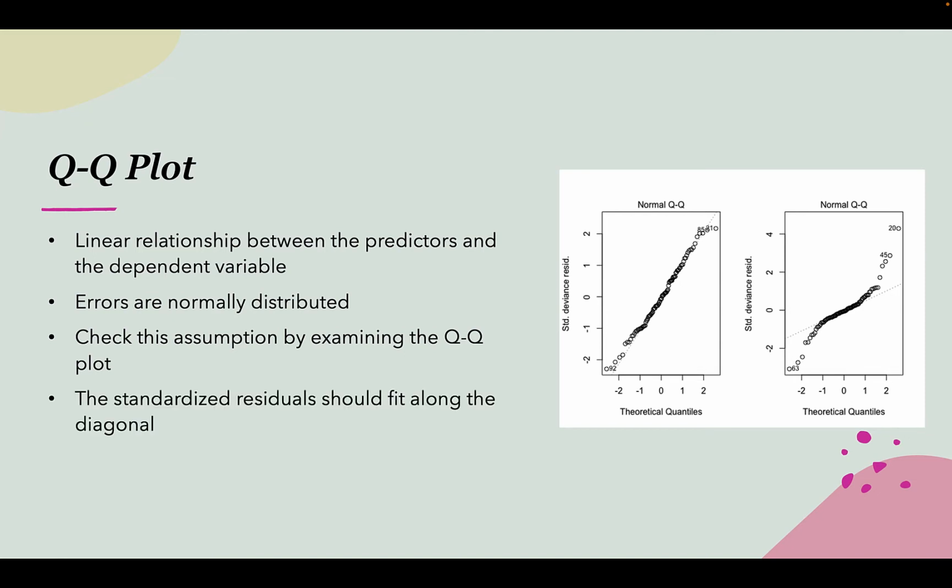The standardized residuals should fit along the diagonal. In the first plot on the left, we see where the residuals fit nicely along the diagonal, and so here we can assume linearity and normality of the errors. However, on the QQ plot on the right, we see this deviation from the diagonal on both ends. This suggests that either we have an issue with the normality of the errors or the linearity of the relationship between the predictors and the dependent variable.